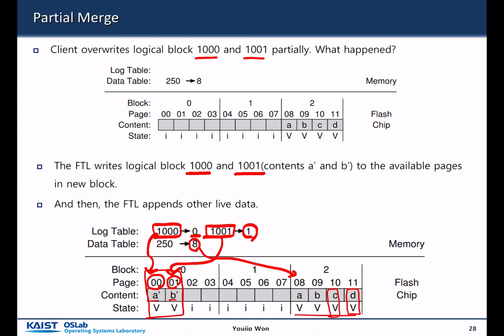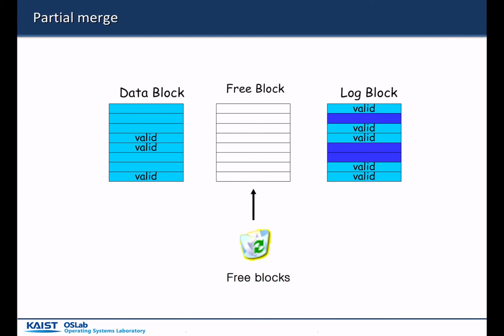However, let's consider that the application has updated pages 1000 and 1001 again with A2 prime and B2 prime. Then what is going to happen is we write A2 prime and B2 prime here, and we update the mapping table to 2 and 3. Now the log block is full. We have to perform the merge. It is called partial merge.